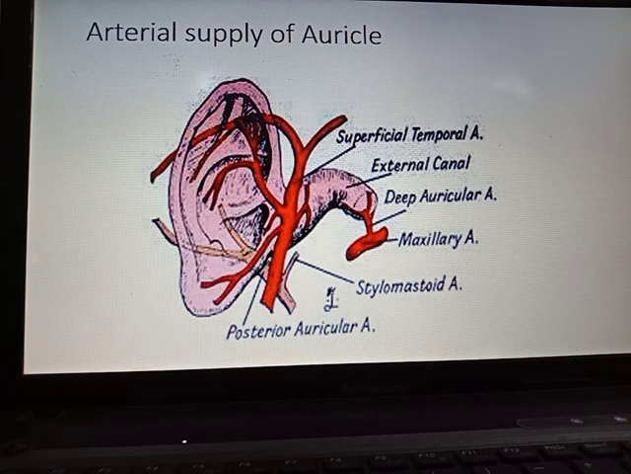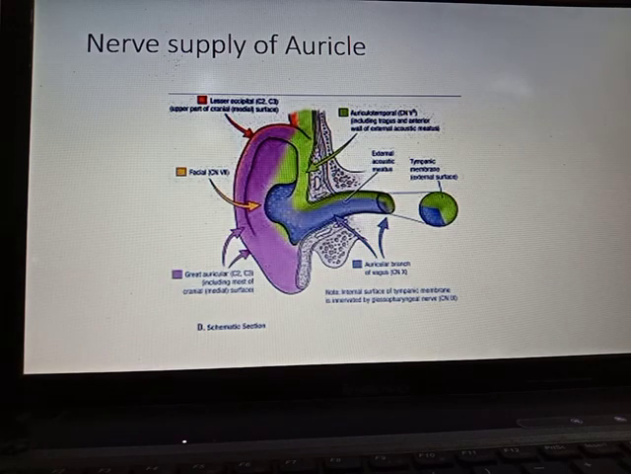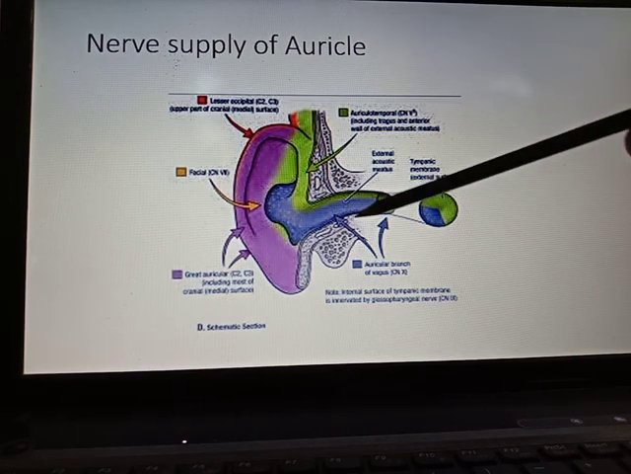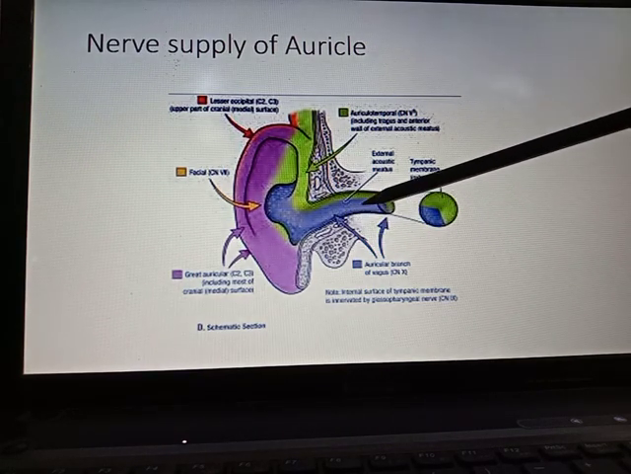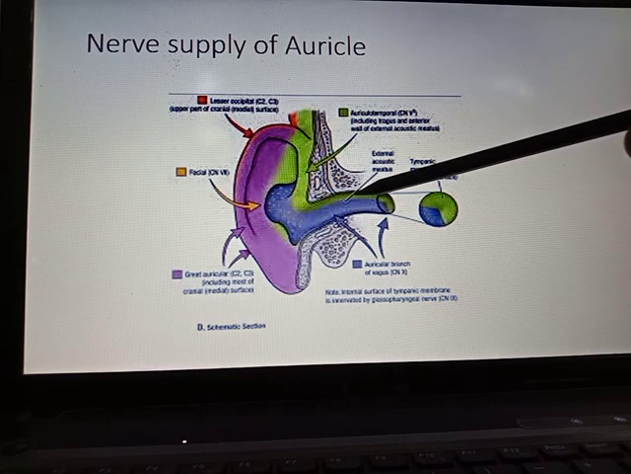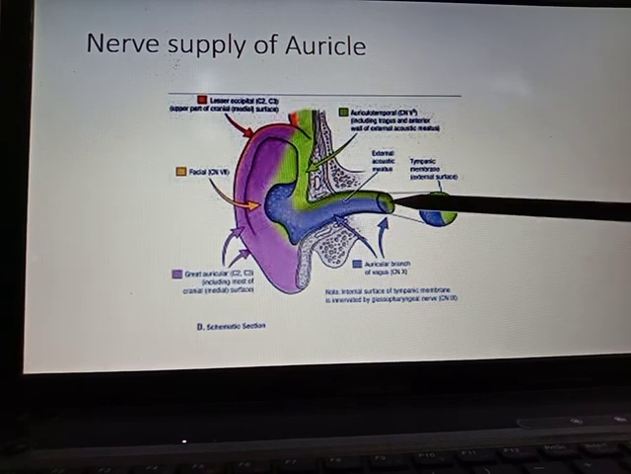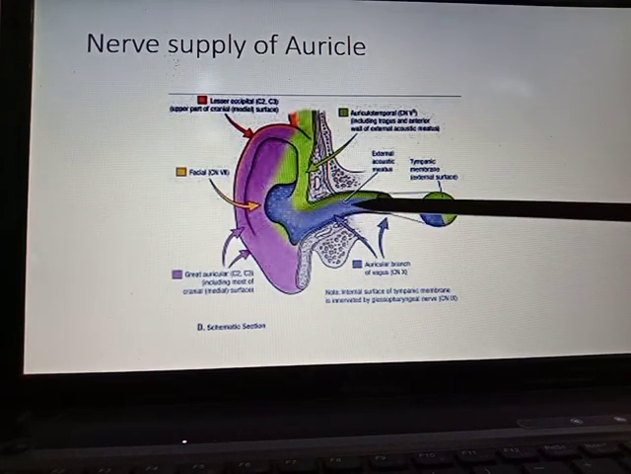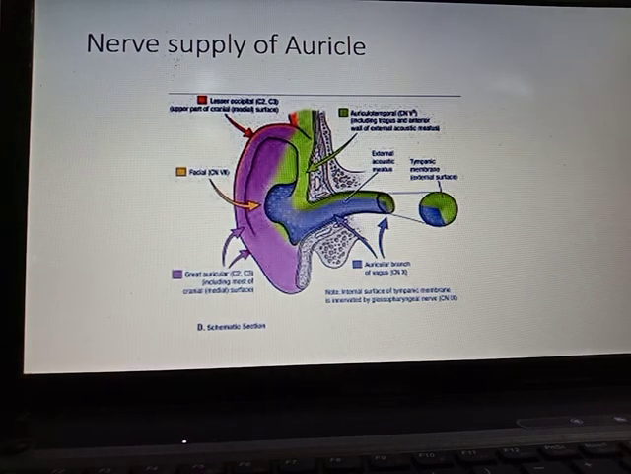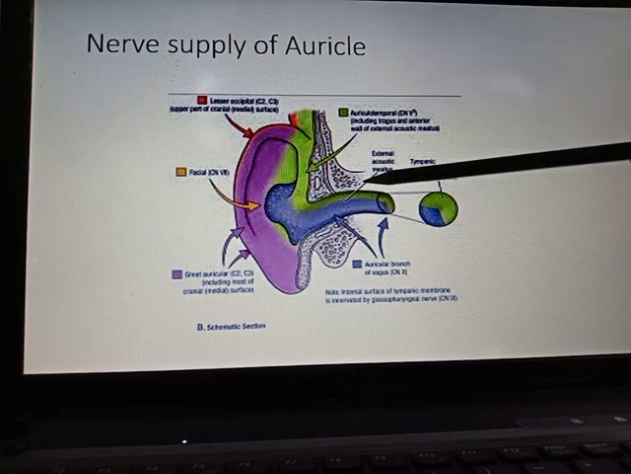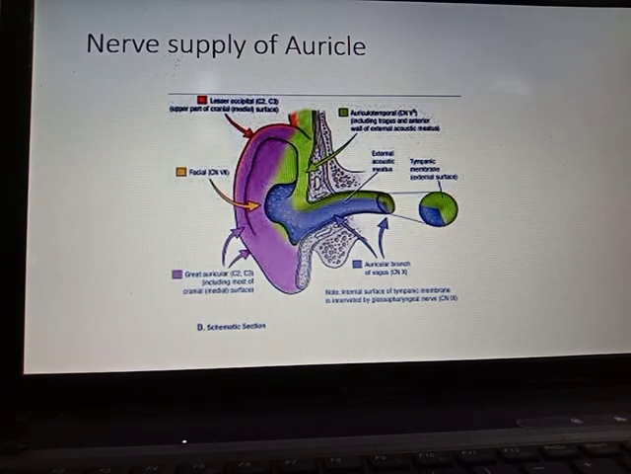Then come to the nerve supply of this bony part. The upper and anterior part is supplied by the auriculotemporal nerve. And the lower and posterior part is supplied by the auricular branch of the vagus. The lower and the posterior part is supplied by this auricular branch of the vagus, and the upper and the anterior part is supplied by this branch of the auriculotemporal nerve.